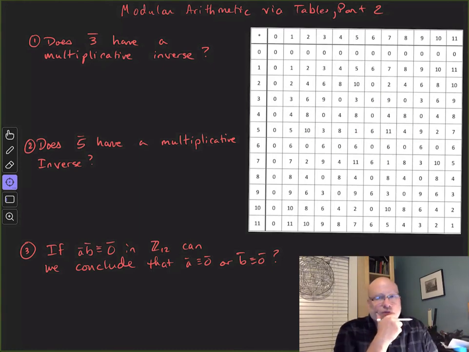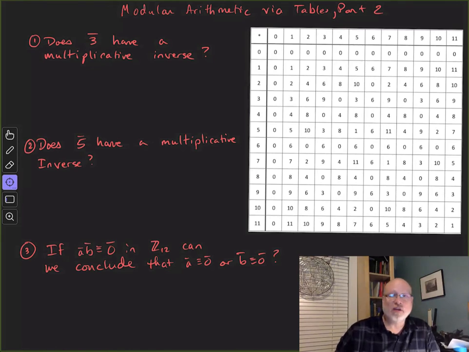You'll notice that the symmetry is not the same for this particular table as it was for the addition table. It doesn't mean that there isn't symmetry here. In fact, there is some. It's just a little bit more complicated, arguably. It's not terribly complicated, but it's definitely more so than what we saw in the table for addition. But let's take a look at some questions here.